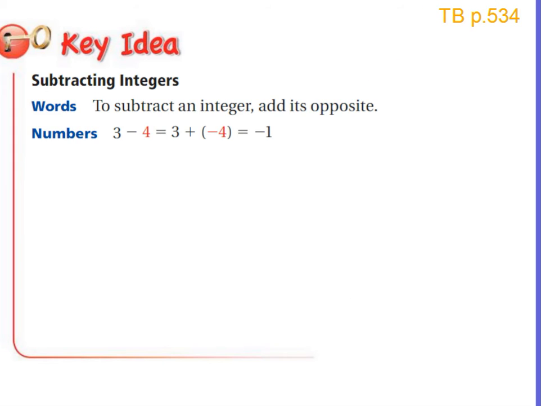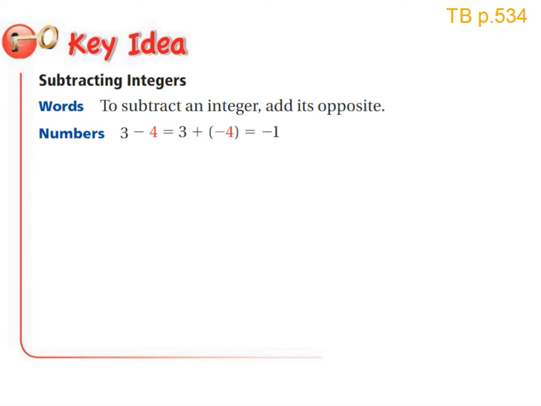So think back to when we were subtracting integers from chapter 11. To subtract an integer, you simply had to add its opposite. If you do not still have your notes from chapter 11, please make sure you copy this down into your notes today.